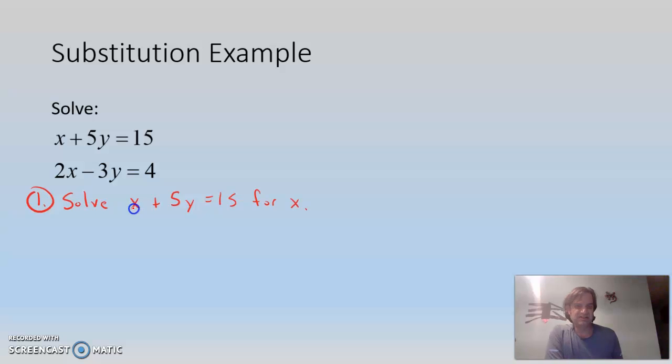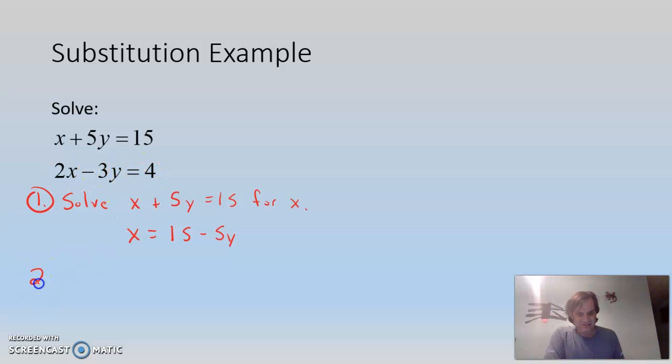Okay, so I said I'm going to solve one equation for one variable, and if I do that, I'm going to move the 5y over. The equation is x plus 5y equals 15. That's the first one, and that's the one I'm going to solve to get x by itself. So when I do that, I'll have x equals 15 minus 5y. The other equation is 2x minus 3y equals 4.